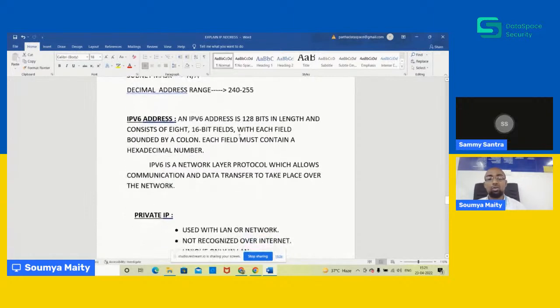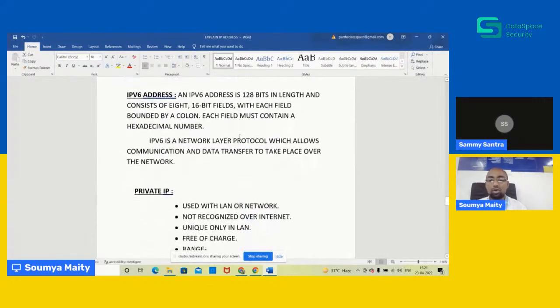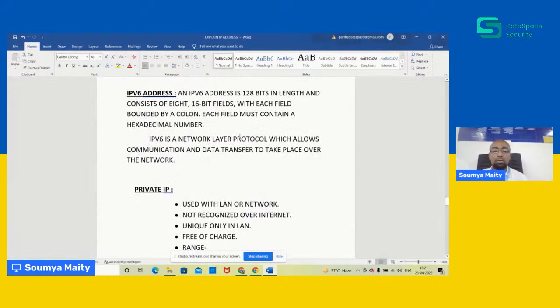Okay, next we'll discuss IPv6 address. The full form of IPv6 is Internet Protocol version 6. An IPv6 address is 128 bits in length and consists of 8 parts. In IPv4 we read that there are 4 parts, but in IPv6 there are 8 parts.